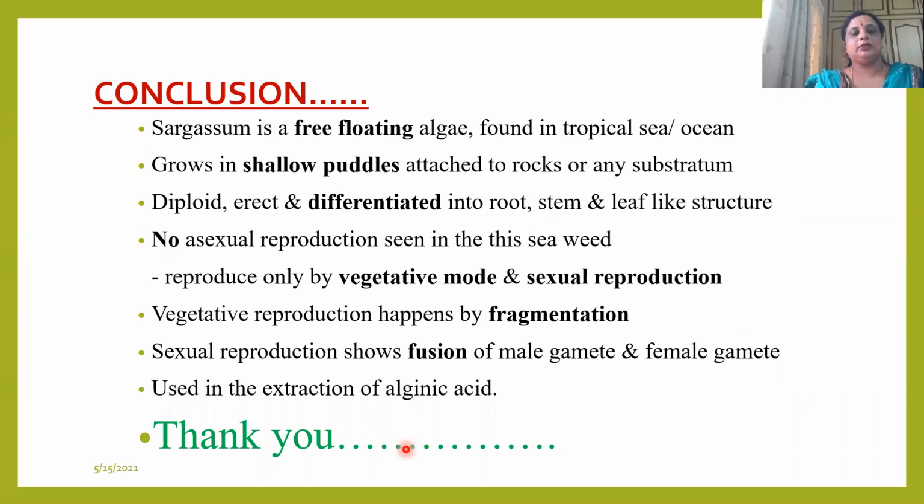That is, the thallus is diploid, and this thallus can be compared to that of an angiosperm, a bushy plant, where they have stem-like, root-like, and leaf-like structures. Another important thing is there is no asexual reproduction; sporulation is completely lacking in this group of organisms. Vegetative reproduction is only by the process of fragmentation. Sexual reproduction is oogamous, where the gametes are produced in special structures called conceptacles, which produce anthrozoids and the oospheres or egg cells as gametes.